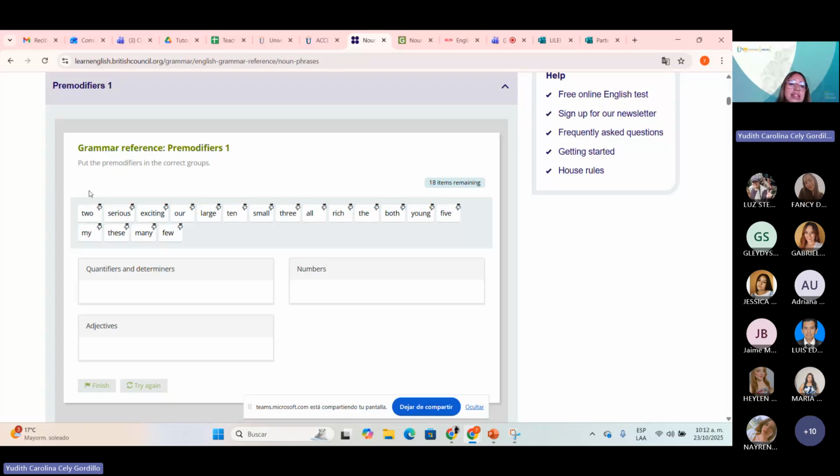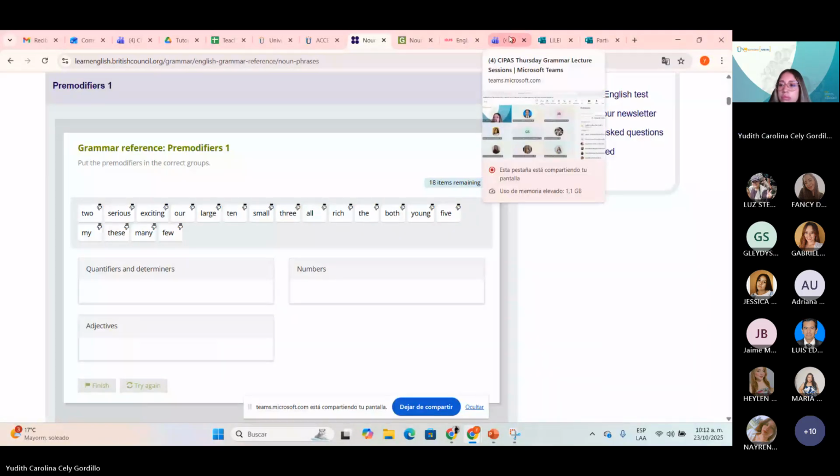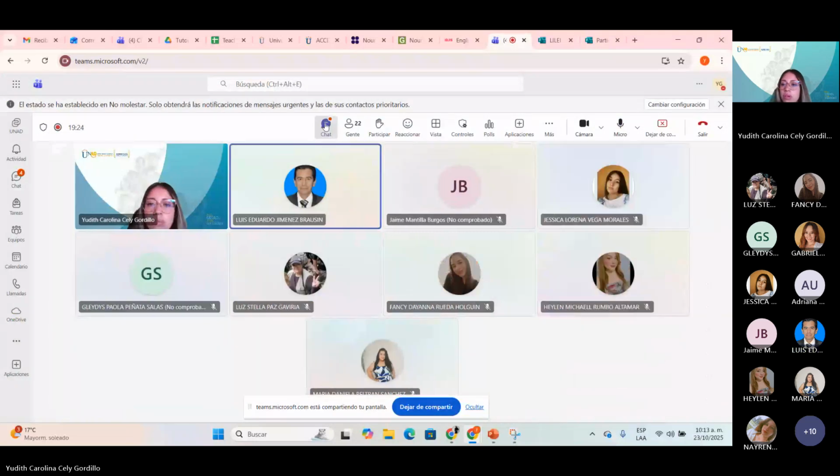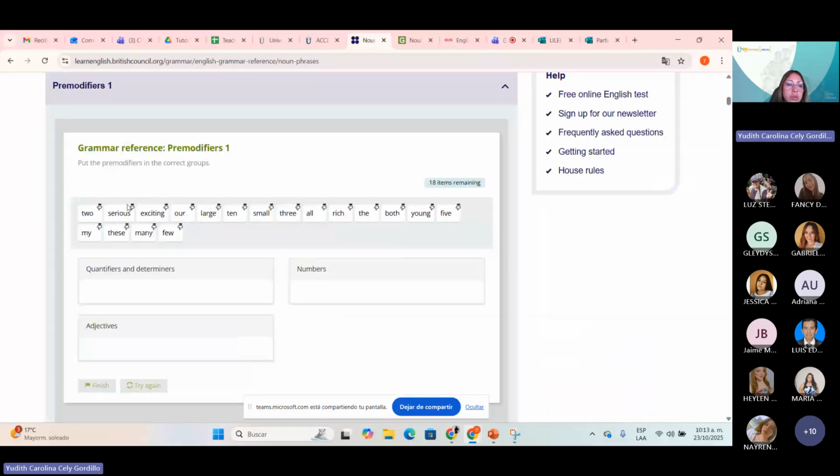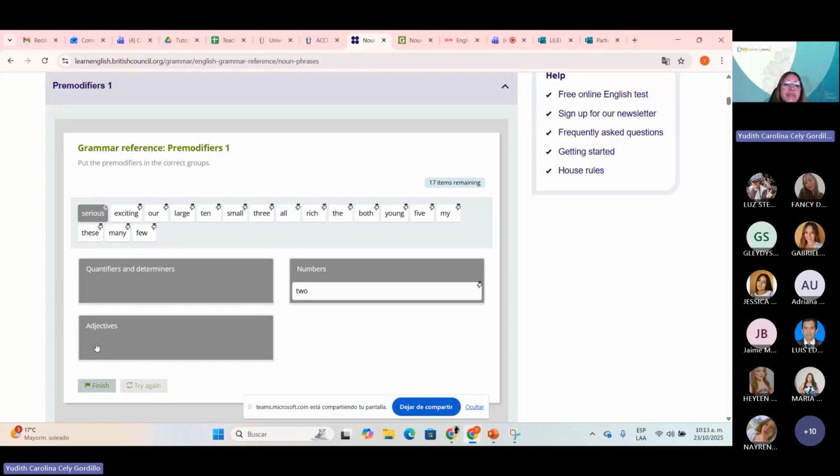Number 2, what do you think? It is quantifier, determiners, numbers, adjectives. Can you see my screen? Yes. Okay, that's right. You said numbered in the chat, that's all right, perfectly. Remember, the noun, you can classify it as a number. What about this word? Serious. In which part can you classify the word? Adjective, that's right.